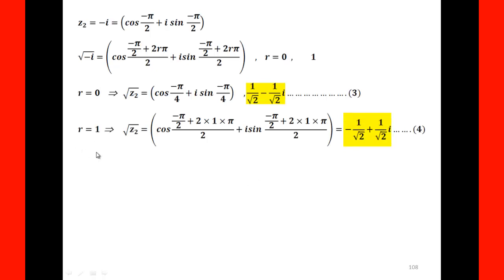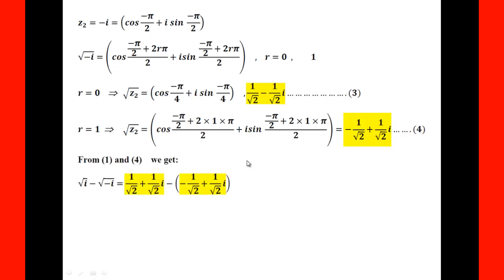Now we get the second root of z2. Substituting r equals 1, what do you get? Cosine of negative pi over 2 plus 2 multiplied by 1 multiplied by pi, all over 2. Considering pi equals 180, what you get is negative 1 over root 2 plus 1 over root 2 i. And this is the fourth form.